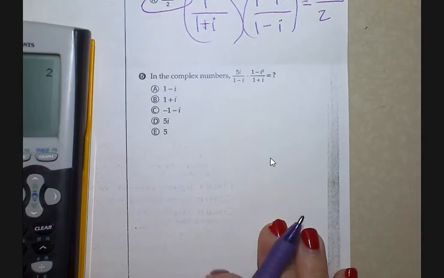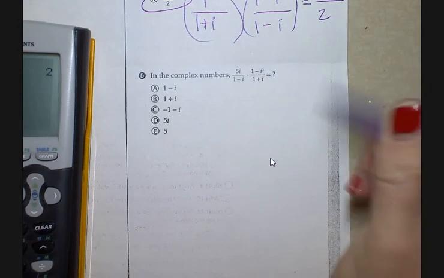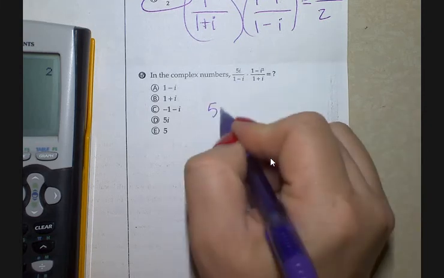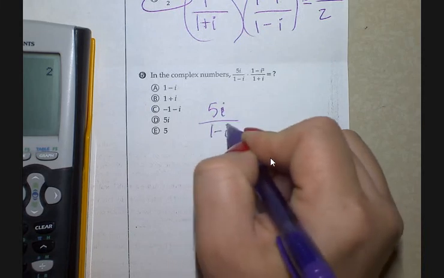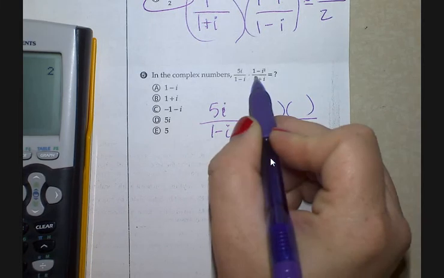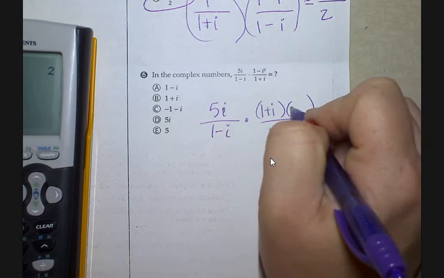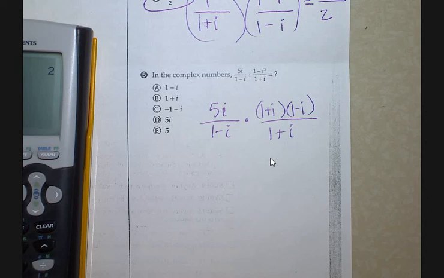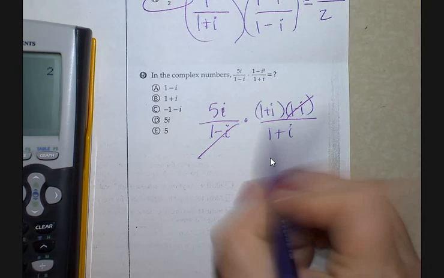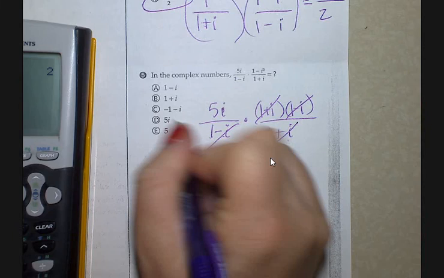Going on to the next one. So let's see here. Let's do this right now. This part, let's write it like this, please. Guess what this breaks into? 1 minus i squared would be 1 plus i and 1 minus i. So the 1 minus i in the bottom cancels with the 1 minus i in the top, and the 1 plus i in the bottom cancels with the 1 plus i in the top. And your only answer is 5i.